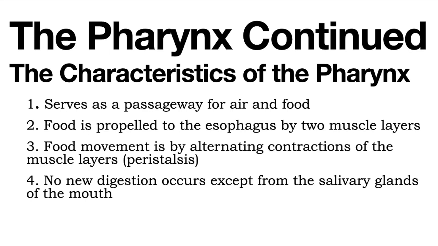So the pharynx, again, is the initial pathway. That throat then leads us from the mouth to the esophagus. It propels the food down using muscles. And this is starting your process of peristalsis. And there's really no new digestion occurring in the pharynx or the esophagus. It just continues the digestion of the carbohydrate, the starch, from the salivary amylase.